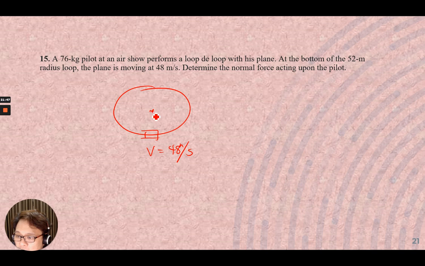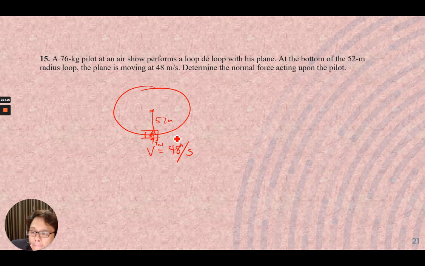Okay, so nandito yung vertical. The radius of the loop, 52 meters. Determine the normal force. So pag normal force, it would be the force opposite the centrifugal force. Yun yung normal force. Okay, so yung upward acting on the pilot. Nandito kasi yung pilot, and then the plane will have to exert a normal force on the pilot.